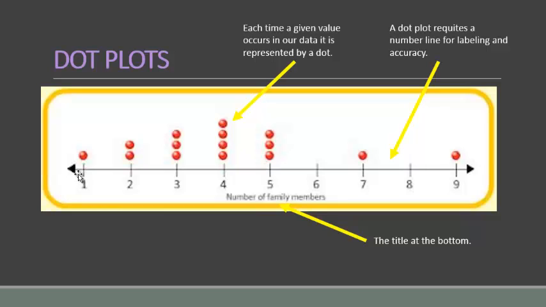The way you read this is, for example, in this case we're talking about number of family members, and 3 people, denoted by 3 dots, had 5 members in their family, whereas 1 person had 9 members in their family, denoted by a single dot. Dot plots are relatively easy and quick to create.